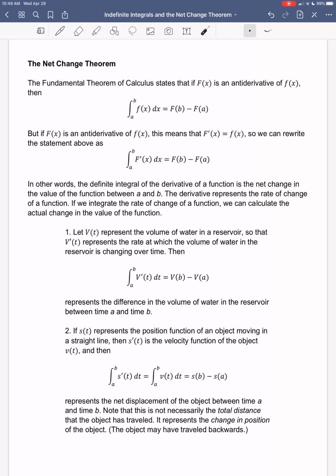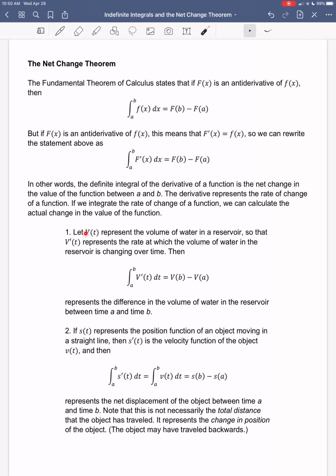So if I take the definite integral of the derivative of a function, I get back to the original function evaluated just at these endpoints and subtracted. Well, when I subtract function values, I'm finding the net change in the value of the function. So if we integrate the rate of change of a function, we can calculate the actual change in the value of the function. Now, this is a net change, and I'll talk about this in example 2 down here.